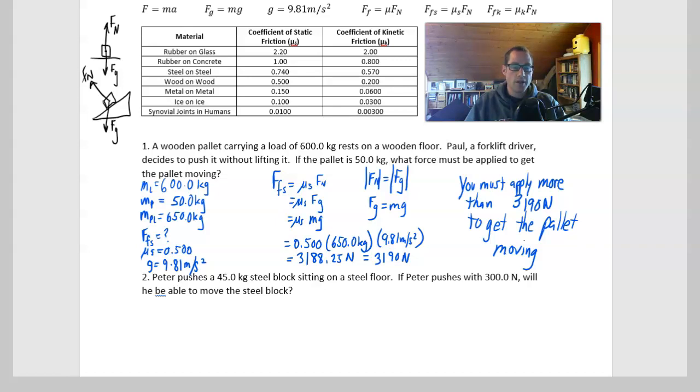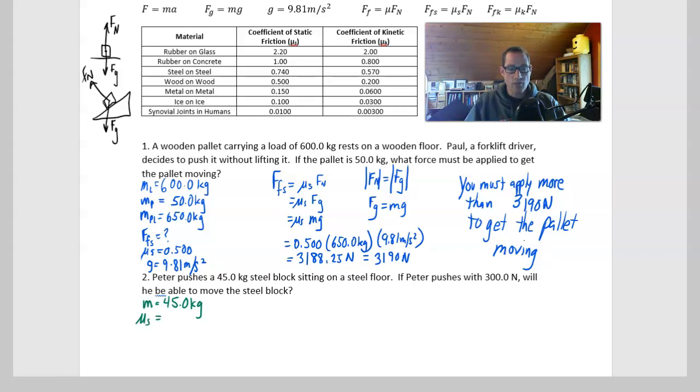Alright, let's put down what we're given here. We're given the mass is equal to 45.0 kilograms. And kilograms is the base unit. If something's given in grams, you should convert it to kilograms. It's the base unit for mass. If Peter pushes, and it's steel on steel, so actually we could go mu s.